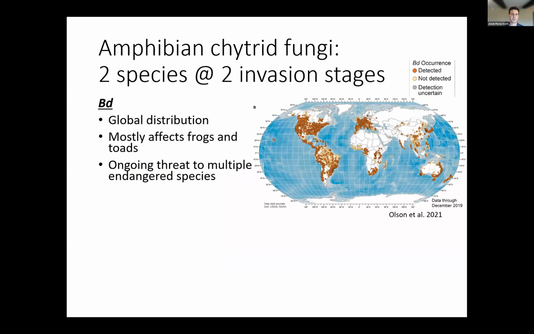They're sort of at two different invasion stages. BD has a global distribution. Basically, at this point, you can find it just about everywhere we've looked where there are amphibians. It mostly impacts frogs and toads, although it certainly affects some salamander species as well. And it's an ongoing threat to multiple endangered species, including listed species in Western North America, like the Sierra Nevada yellow-legged frog, mountain yellow-legged frog. And in fact, it's one of the primary drivers of the near extinction of those species.